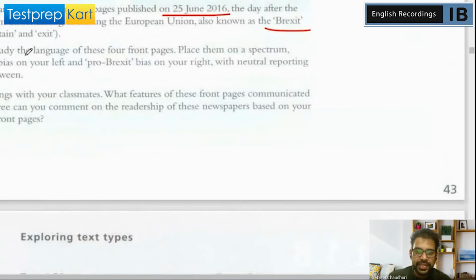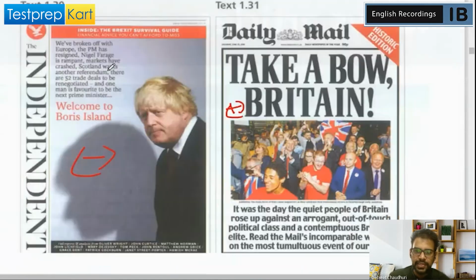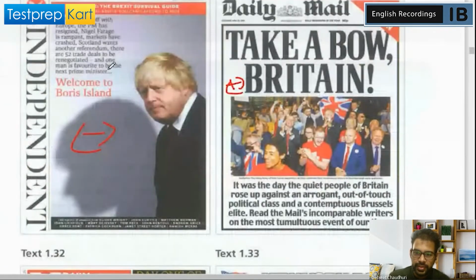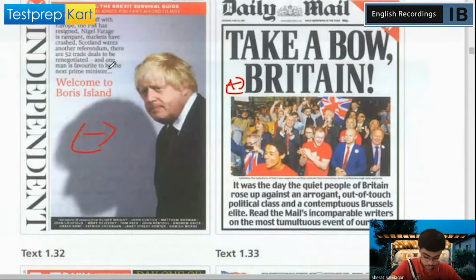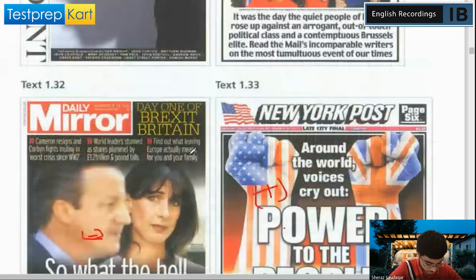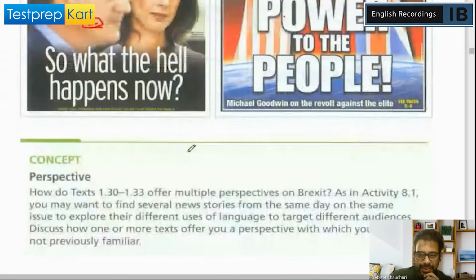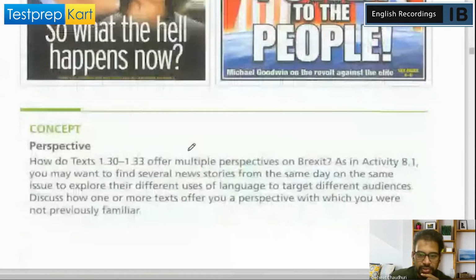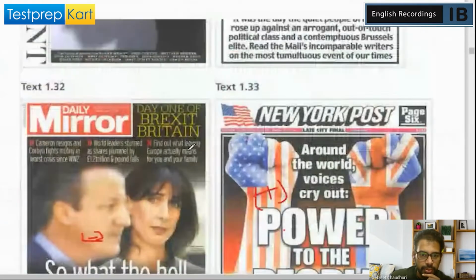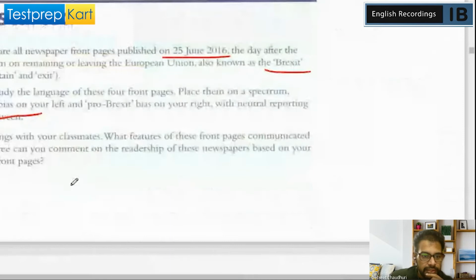So pro-Brexit and anti-Brexit, with neutral reporting somewhere in between. Is any one of these a possible neutral one? I think maybe it's not many neutral ones. Not any neutral ones, right? I don't think so. Let's see if they mention something. I don't think there are any neutral ones. Okay. So the second activity: discuss your findings with your classmates.